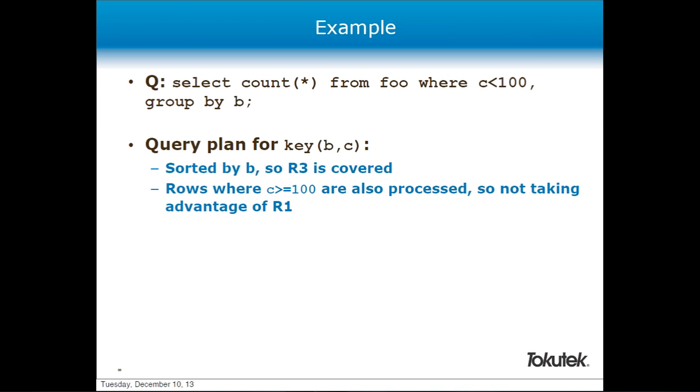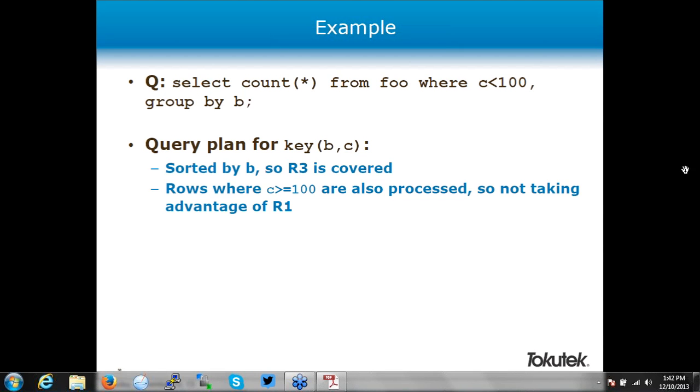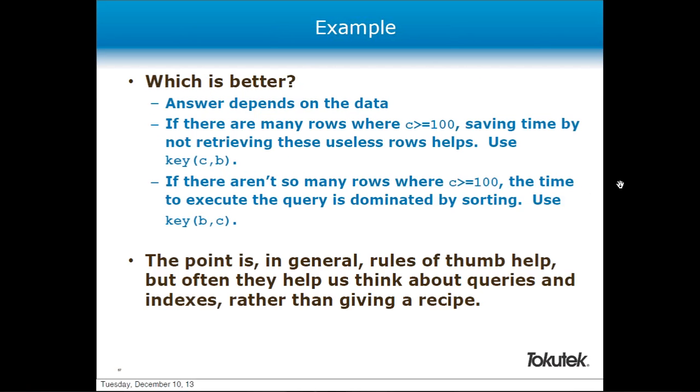The other query plan, where you have B comma C, well, you're sorted by B, so rule 3 is covered. But the rows where C is greater than or equal to 100 are also processed, so you're not taking advantage of rule 1. Now, which is better? That depends on the data.